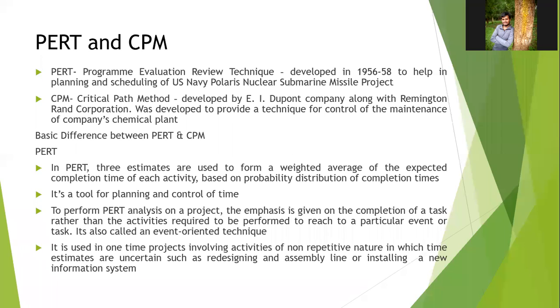Simple. Now, what is the main difference? In PERT we give importance to events, whereas in the critical path method we give importance to activities. In PERT, three estimates are used to form a weighted average of the expected time based on the probability distribution of completion time. So from the probability distribution, as we learned previously, they form a weighted average and then choose the best method. It is a tool for planning and controlling of time.